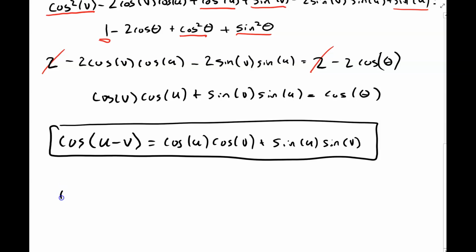So let's say the next one we want to find is cosine of u plus v. How can I think about this as a difference of two angles? How can I rewrite an addition problem as a subtraction problem?